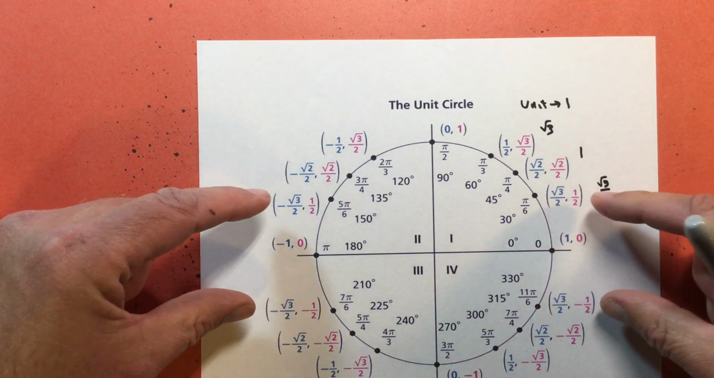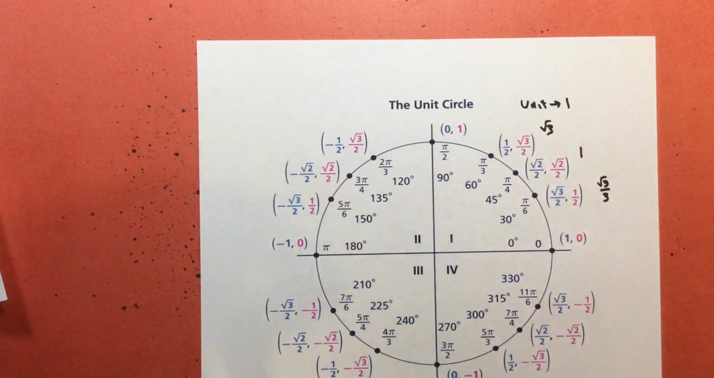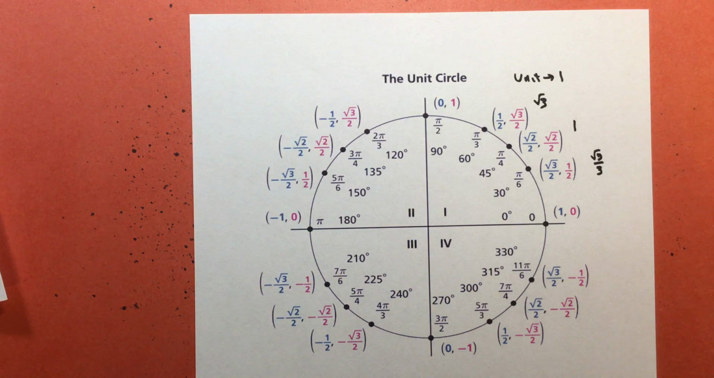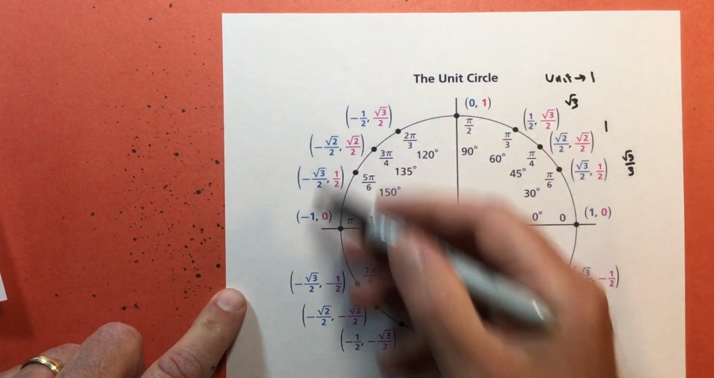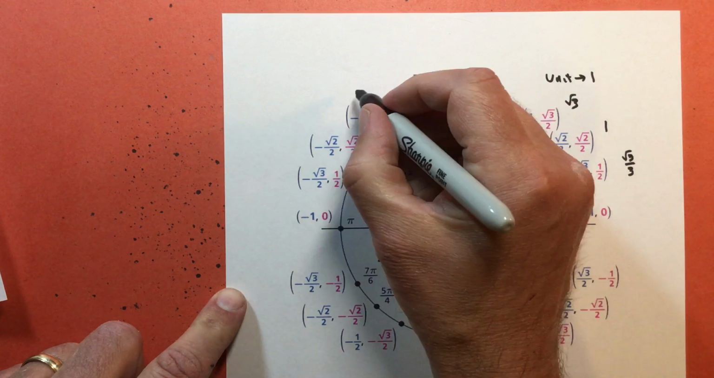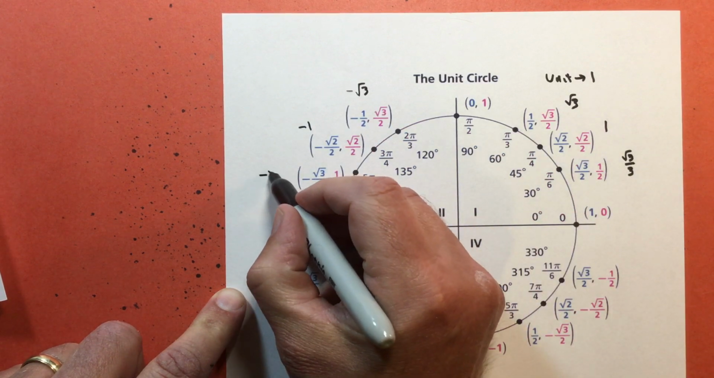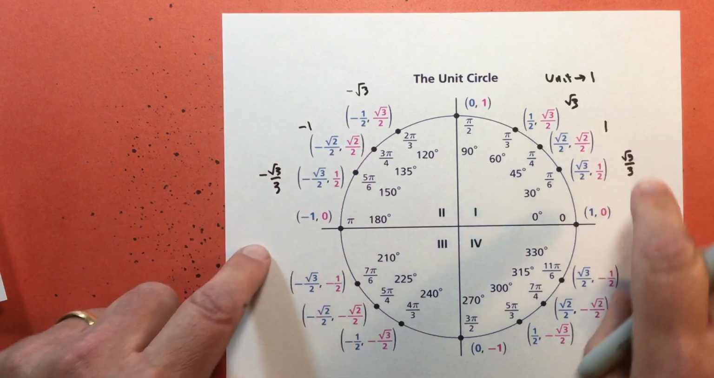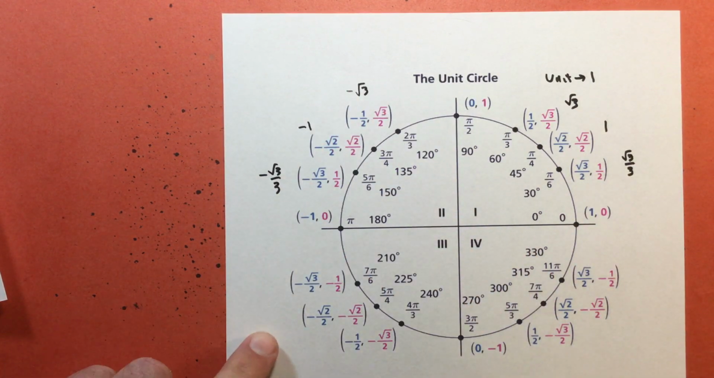So if you look, these are the same, these are the same, and these are the same, except where the x's are negative or where the y's are negative. So it's not too hard to put it together. If I finish doing all my tangents, this is going to be negative square root of 3, negative 1, and negative square root of 3 over 3. Notice these are the same, these are the same, these are the same, except because the x's are negative, I'm dividing by a negative and getting a negative.